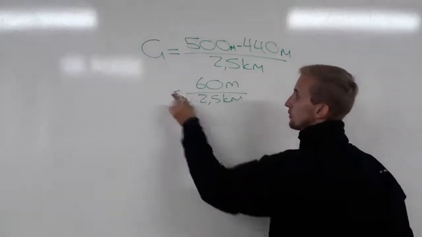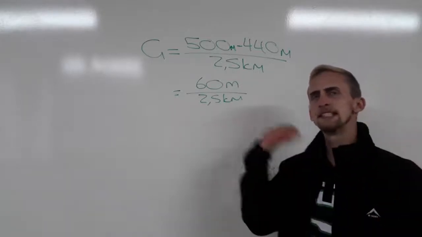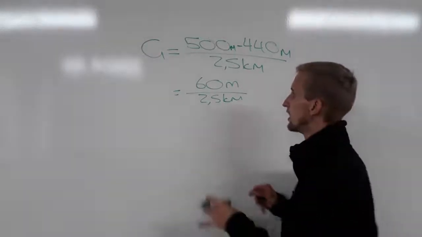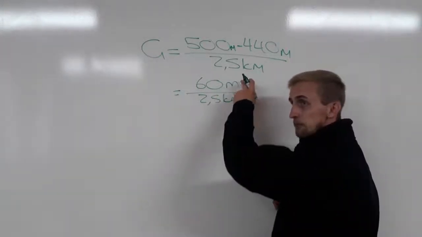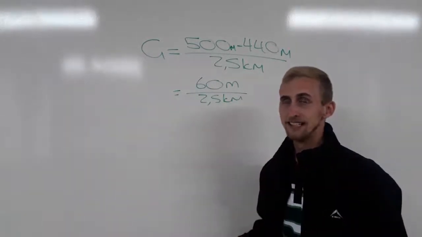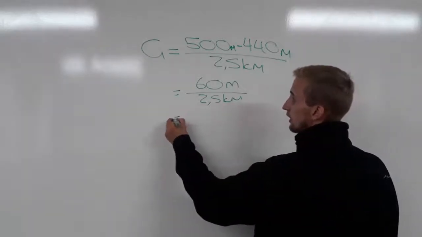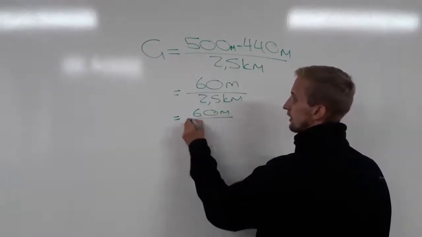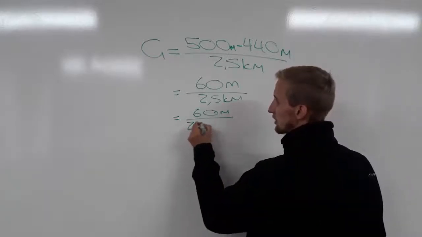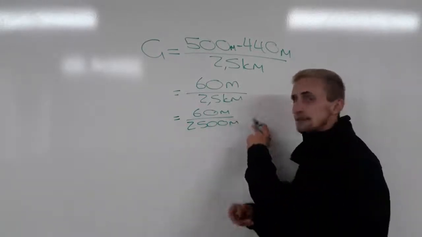But now, I don't want meters and kilometers together. Remember, the units have to be the same: meters, meters, kilometers, kilometers, centimeters, centimeters. It's easier to convert from kilometers to meters than meters to kilometers, because otherwise you start getting decimals. Nobody likes decimals, decimals suck when it comes to working gradient. So I'm going to say 60 meters, and the simple conversion, kilometers to meters, is times 1,000. So this will be 2,500 meters.